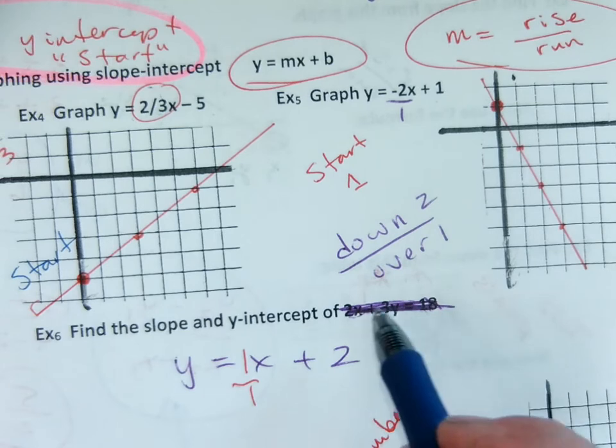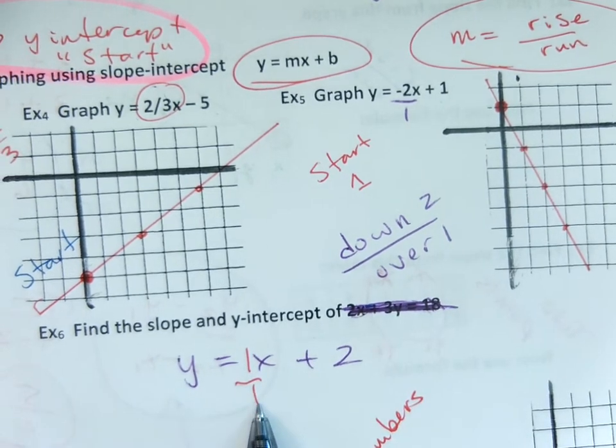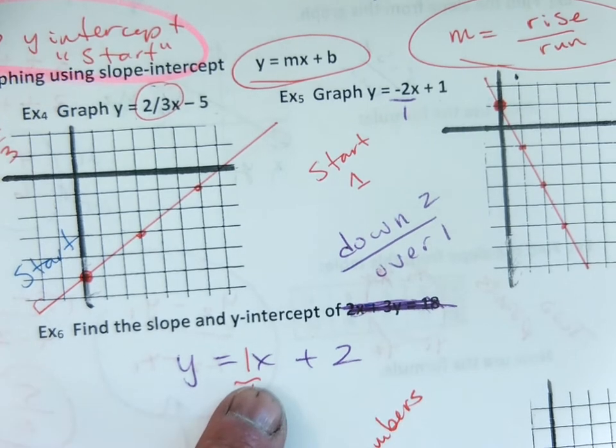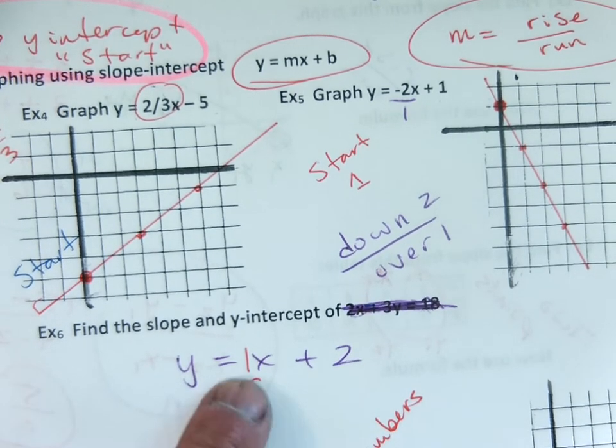And then finally I changed this equation. We talked about invisible numbers. We start at 2. The invisible number is up 1 over 1. We graph the line in. So that's what we had.